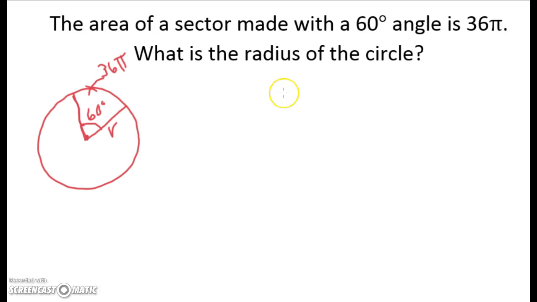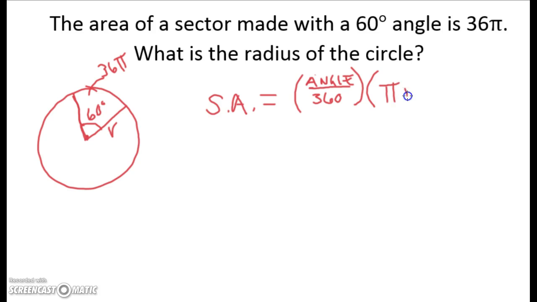All right, so if you remember, our formula for sector area is that we take however much of the circle we have, so our angle, out of 360, and then we multiply by the area, which is pi r squared. So I have some information that I can plug into this formula now. For instance, I know that the sector area is 36 pi. So I'm going to put 36 pi right there.